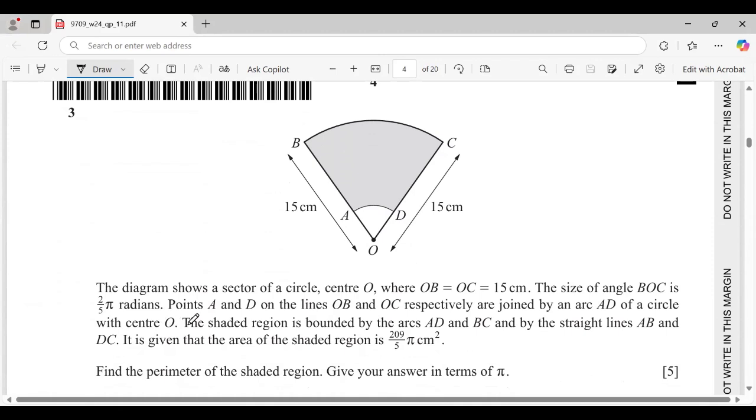The shaded region is bounded by the arcs AD and BC and by the straight lines AB and DC. It is given that the area of the shaded region is 209/5 pi centimeters squared. Find the perimeter of the shaded region. Give your answer in terms of pi. So we will find arc BC, and after that arc AD, straight line AB and straight line DC.